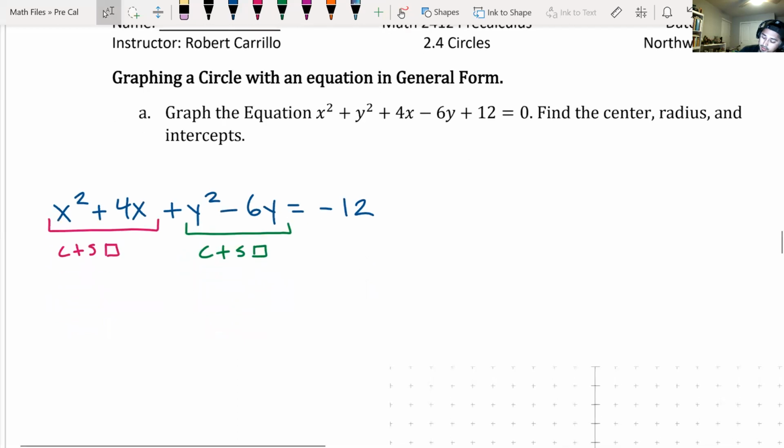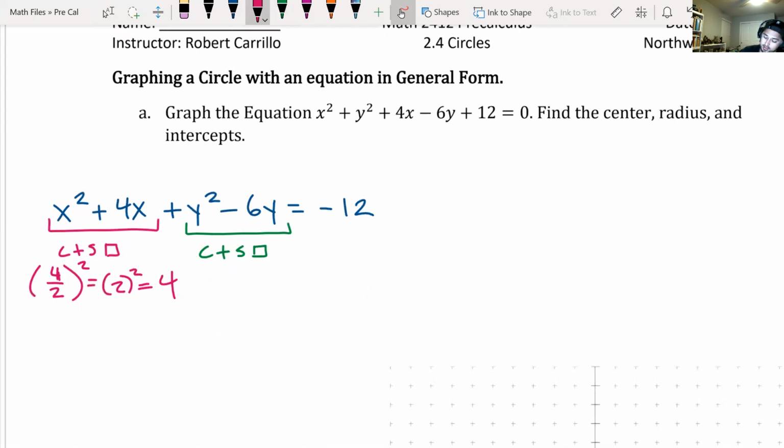And if you don't remember completing the square, all good. Here's a little refresher. For x squared plus 4x, we're going to take half of what number? The 4, just the coefficient, right? Then half of it and do what with it? Square it. So you'll get 2 squared, which gives me 4.